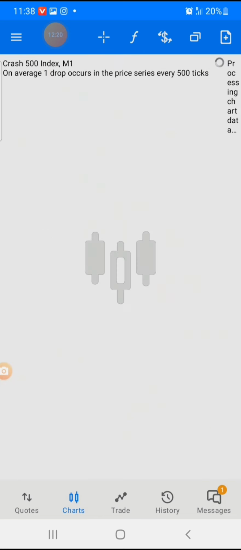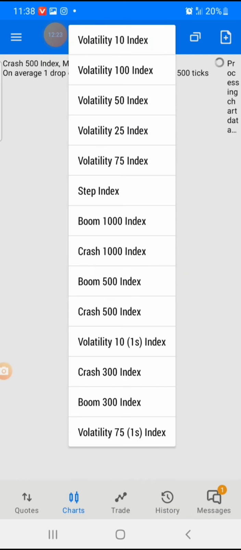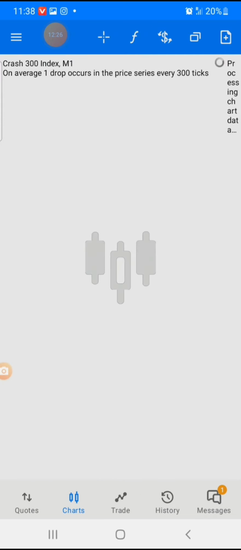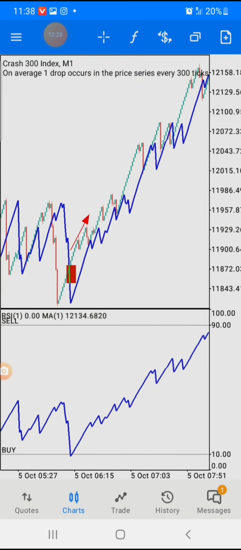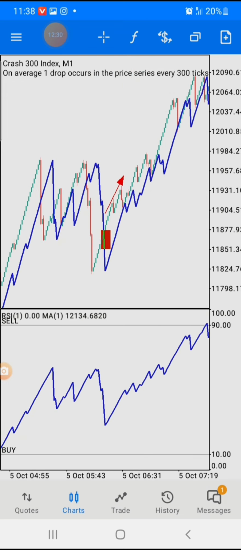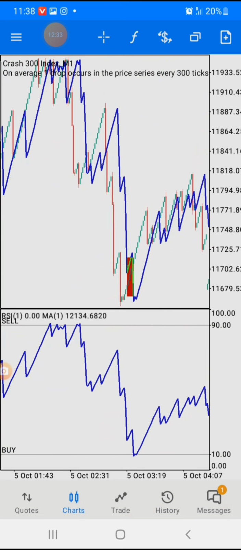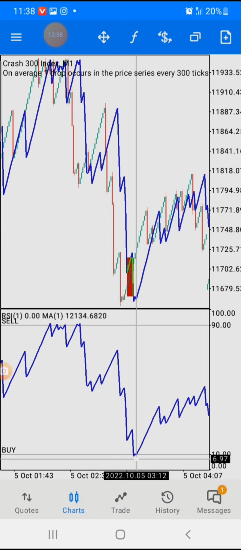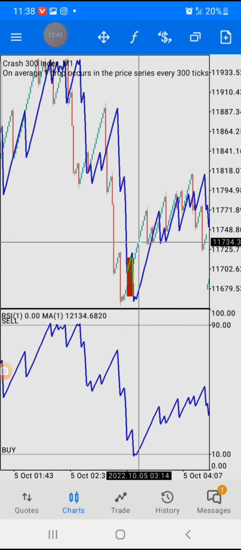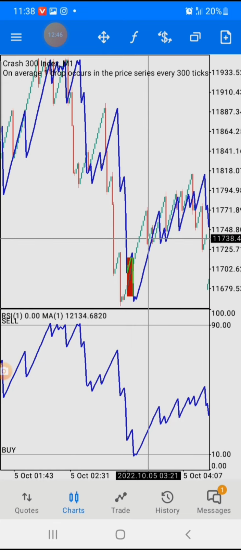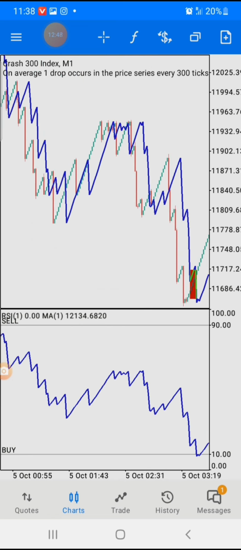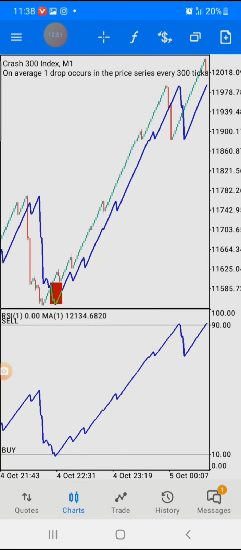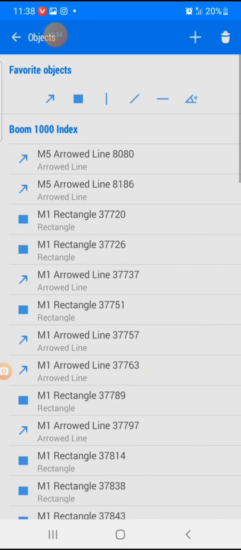Let's look at Crash 300. In Crash we're only going to be taking 5 to 10 candles, then we are done. Here we can see the moving average is on level 90, and here we count our candles 1 2 3 4 5 6 7 8 9 10, and we are done. You move out of the market. Depending on the size of your account, you only take 5 to 10 candles, then you are done.